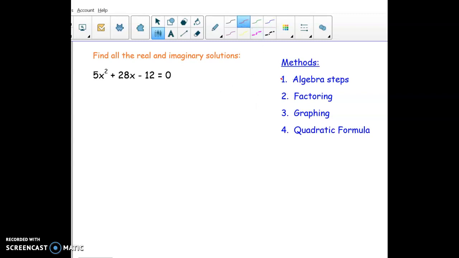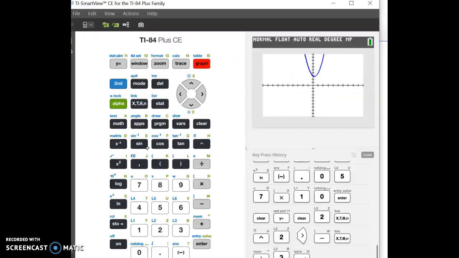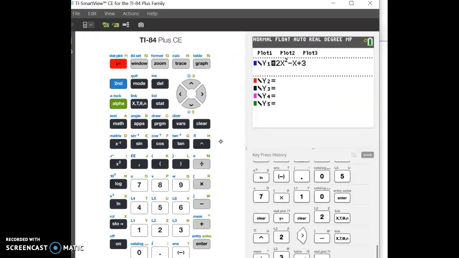Okay, so algebra steps is out as x squared and x. Factor, there's no GCF, and we could try long factor, but I don't like doing it. So I'm gonna try graph again and see if I can get this one to graph. If not, I'll have to do quad formula. So we're just gonna type it in to y equals screen.